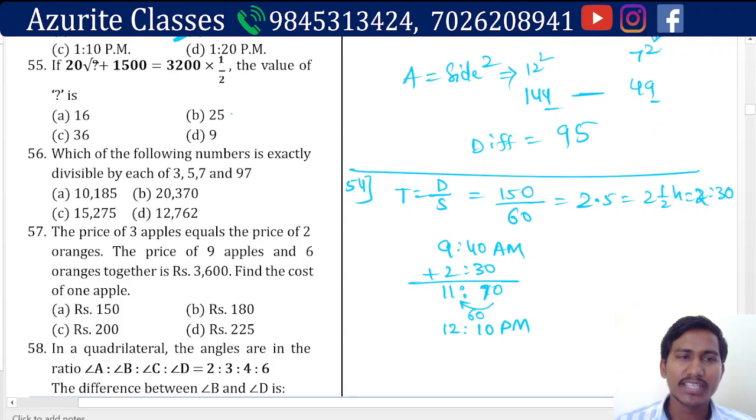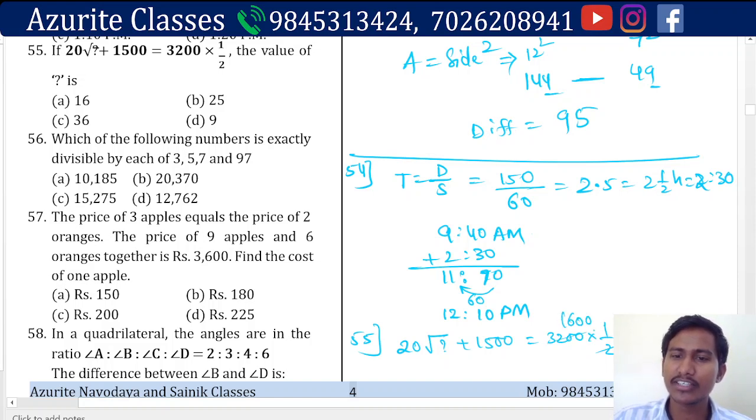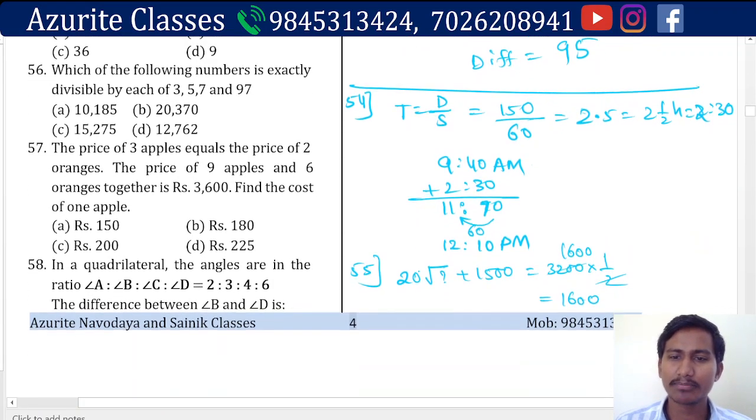Okay, good. So next here, 55. So 55 question, what do you do? Go option-wise, or you can solve it. So I will solve it here. Root of 20 root question mark plus 1500 will be 3200 half. 3200 into half, what answer will come? 3200 half will be 1600. 1600 into 1, 1600 only. Okay, 1600.